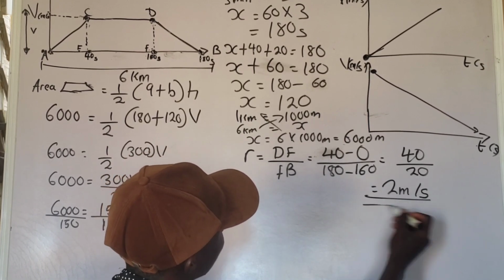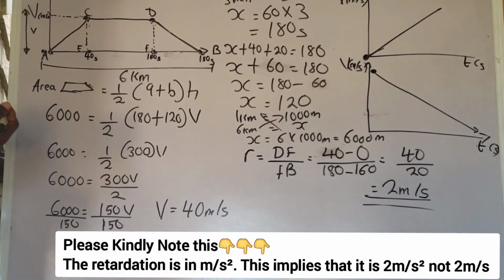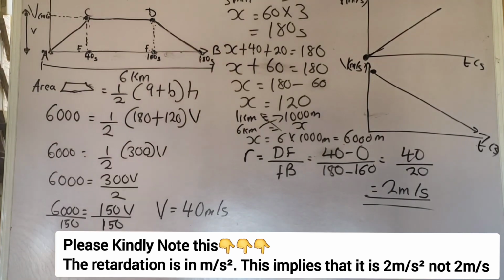You understand? So that is the solution to that first question. Please, if you didn't understand the concept of retardation, you can proceed back to our class on uniformly accelerated motion. There, I explained the concept very well. You understand? So that is how to calculate the retardation. Retardation and acceleration is always associated with slope. Pay attention. Retardation and acceleration is always associated with slope. So that is the retardation of the car, that is 2 meters per second squared.